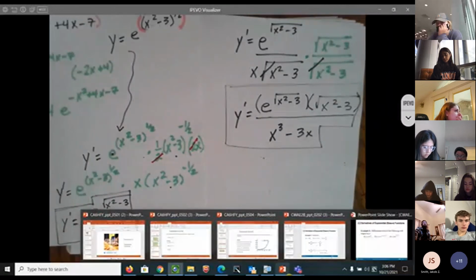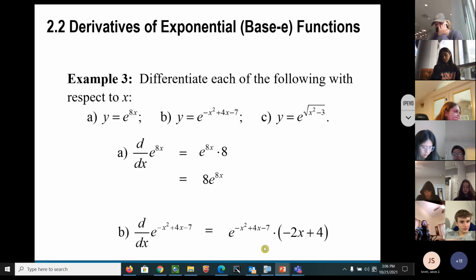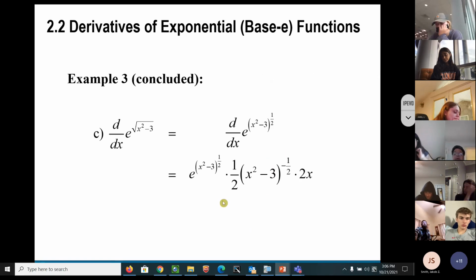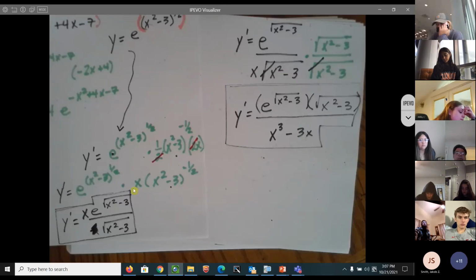So let's see what they wanted. There is 8e to the x. That's the first one. There's the second one, 2x plus 4 times e to the blah, blah, blah. And let's see what they got here. Okay, they didn't factor out the x. Wait a minute. Oh, the x is supposed to be on top. I'm sorry, my bad. That x is supposed to be on top. There we go. So I fixed mine. I forgot that x is supposed to be up here with this one. Okay, so you could do that. That would be fine. Questions?